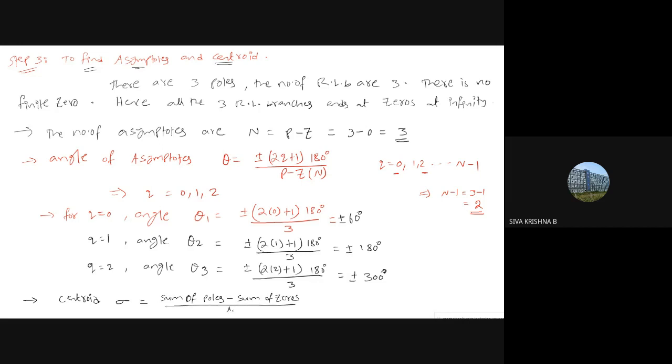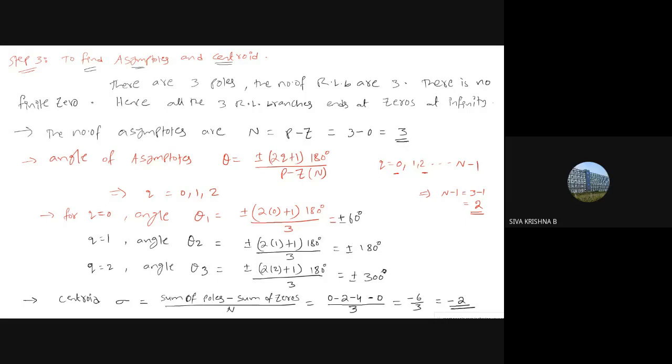So now it is sum of poles, which means you have to take all those poles. Tell me the pole locations: 0, first 0, then minus 2, minus 4. Minus the sum of zeros, there are none. So 0 divided by 3, that means n equals 3. So this is minus 6 by 3, which equals minus 2. So this is the centroid.